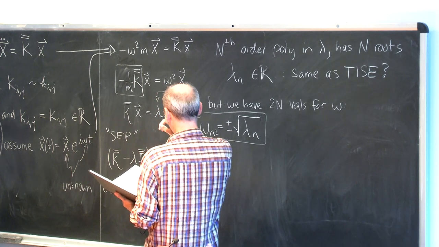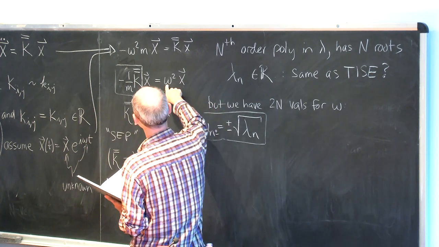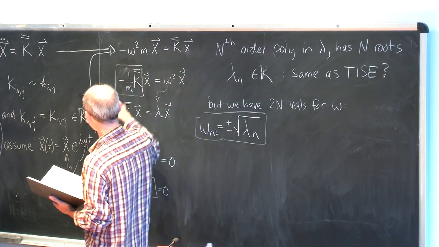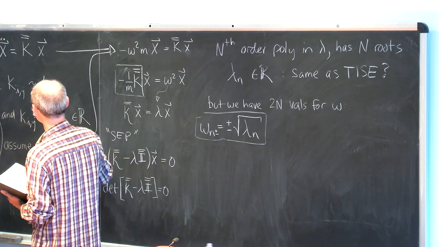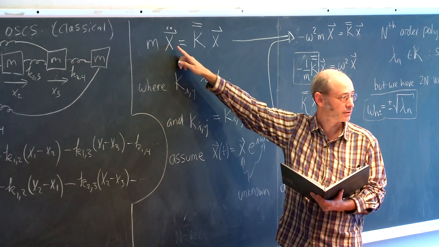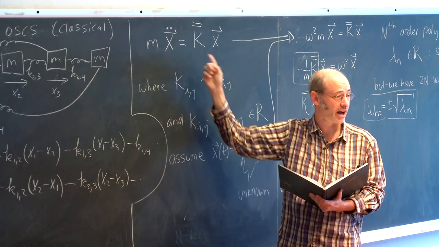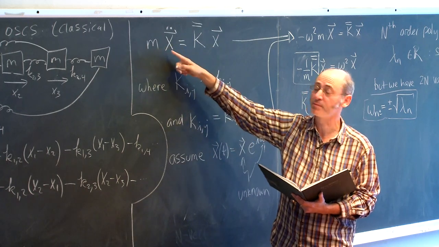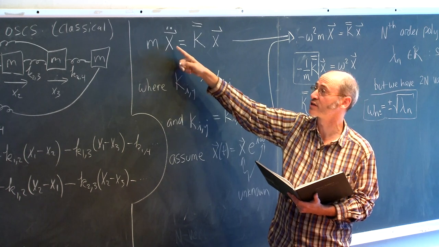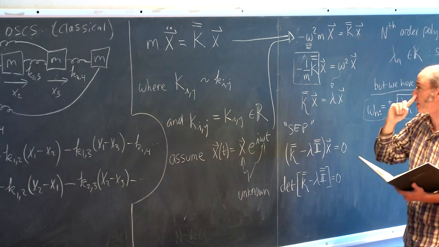But before we talk about whether it matters, let's remember why this happened. Why did it happen? It happened because we had an omega squared as our eigenvalue. Why did we have an omega squared? It's because we had a double time derivative in our original equation of motion. Whereas in the time-dependent Schrodinger equation, that's first order in time, taking the time derivative only popped out one power of the eigenvalue. But a second order differential equation pops out two powers, and that's why we ended up with a quadratic eigenvalue.